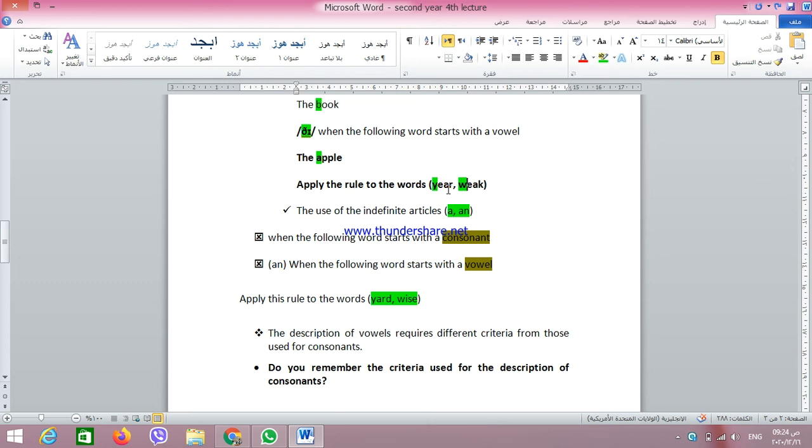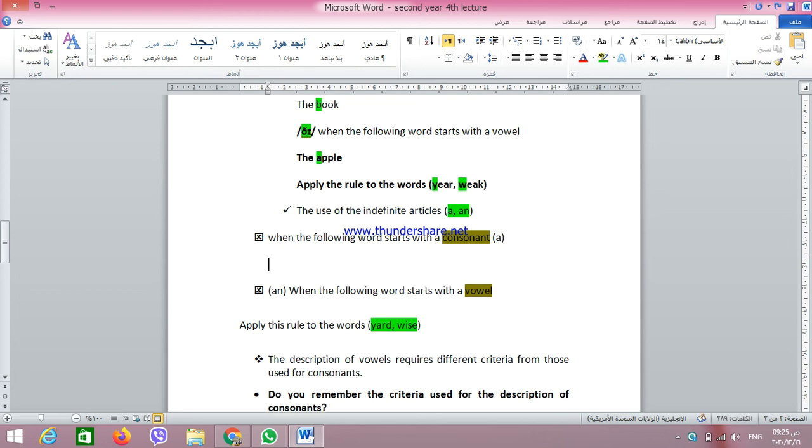Okay, now we have another way to check if a certain sound is a consonant or a vowel, which is the use of the articles a and an. The rule says when the following word starts with a consonant, we should use the article a. So, for example, we say a book. Again, this is a consonant. That's why we say a book.